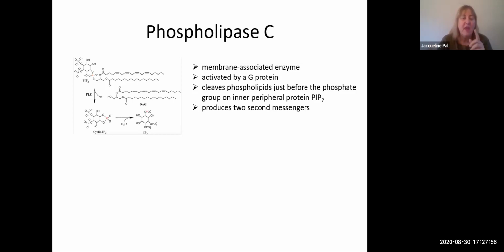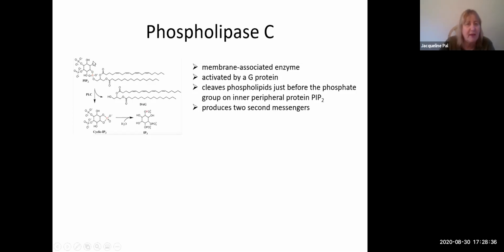and it's going to be activated by a G protein. And what this enzyme does is it acts on this compound right here, abbreviated PIP2, which is phosphatidylinositol biphosphate. Okay, so this is the phosphatidyl part, and this is the inositol, and there are two phosphate groups. And you don't have to know this, but basically this PIP2 is a peripheral protein located on the inner part of the phospholipid bilayer.